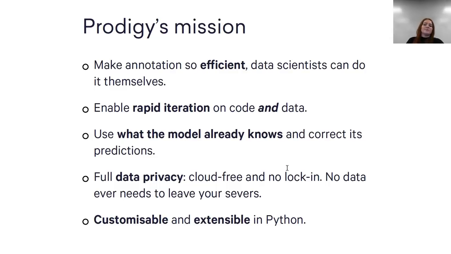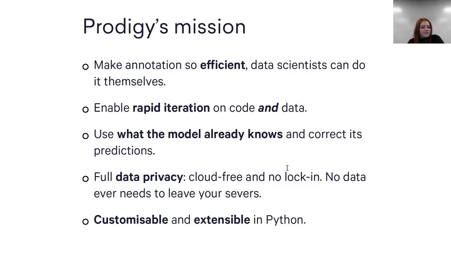You try something out, doesn't work, try something else. Maybe see, okay, is it going to work if I collect more annotations? You can all try this out. And we also want to waste as little time as possible and use what the model already knows and have the human correct its predictions instead of just having a human do everything from scratch.